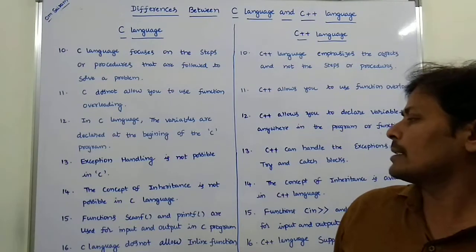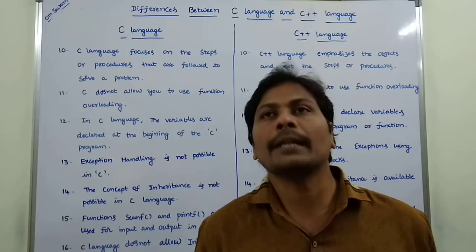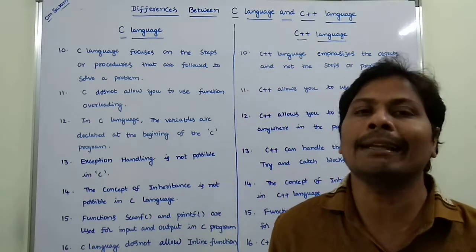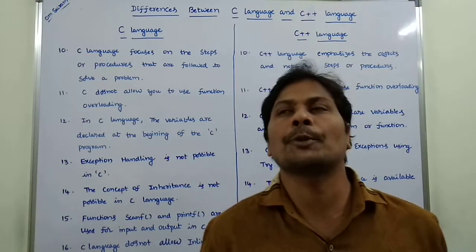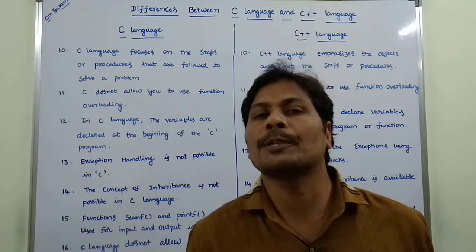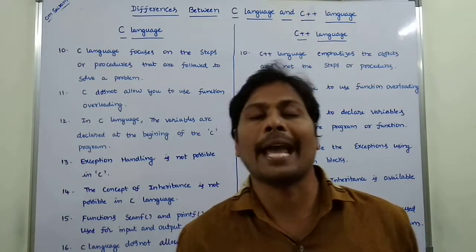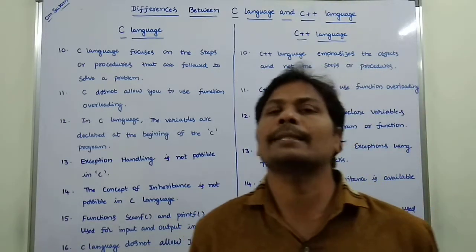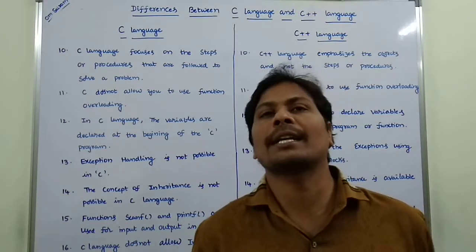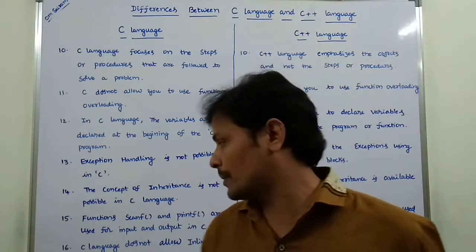Next one is the functions used for input and output are scanf and printf functions in C language. In C language, the scanf function is used for reading purposes. The printf function is used for printing purposes. So the input function is scanf, and the output function is printf. Whereas in C++ language, the input function is cin, and the output function is cout.